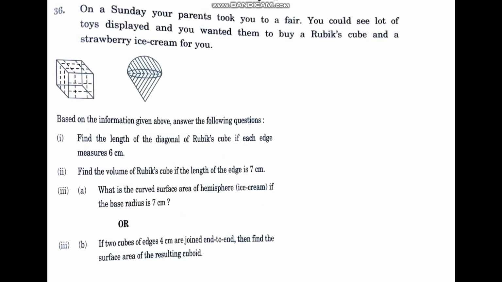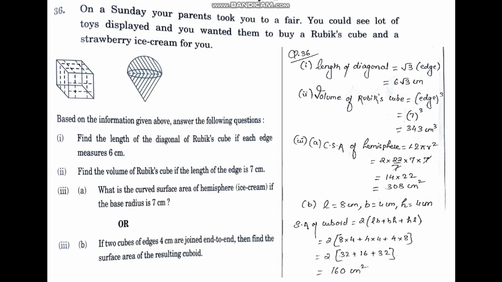Next is case based study question. You can see that it is asking to find the length of the diagonal of a Rubik's cube. The formula for length of the diagonal is root 3 times edge, that is 6 root 3 centimeter. Volume is edge cube, that is 7 cube, 343 centimeter cube. And CSA of hemisphere is 2 pi r square. When we are substituting the value, we are getting the answer as 308 centimeter square.